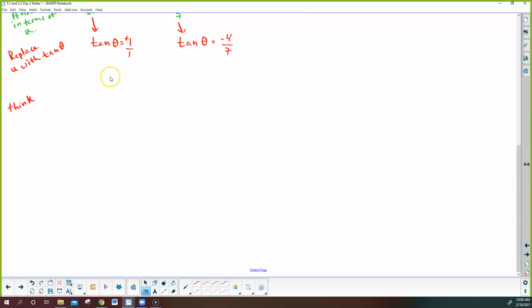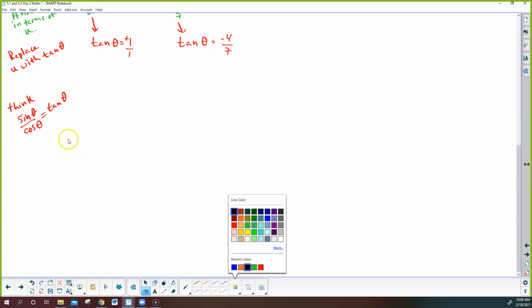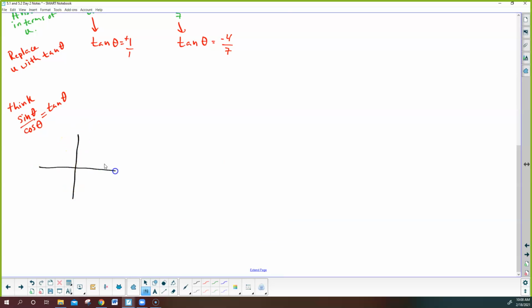And notice this is a positive answer, right? So remember that tangent is really sine over cosine. And the only way I'm going to get 1 is when sine and cosine are exactly the same. So if I think of my unit circle, and I think of the only location where sine and cosine are exactly the same, it's right at that 45-degree mark, at 45 degrees, or we would call that pi over 4.